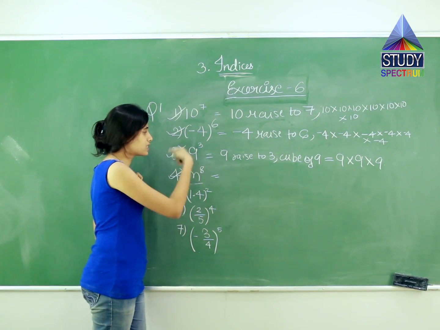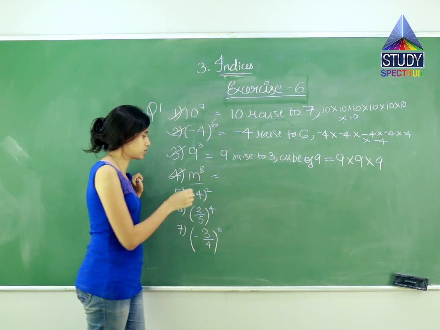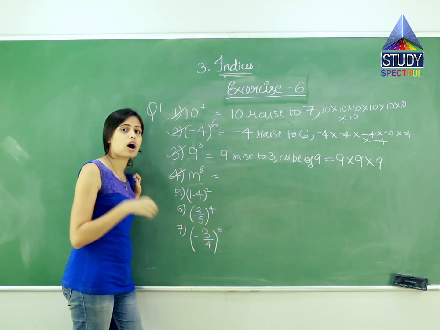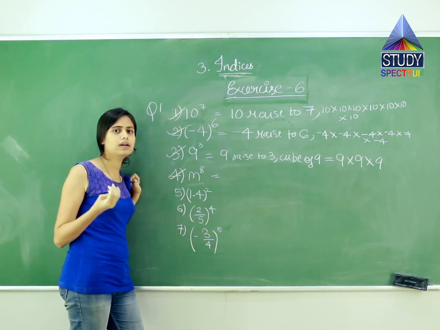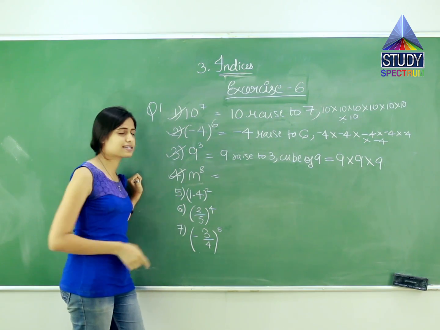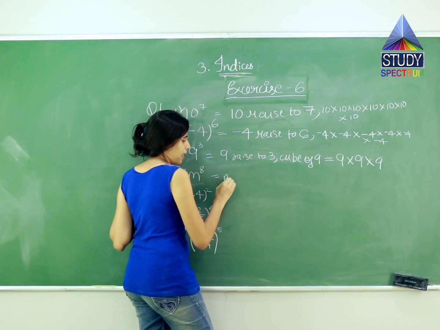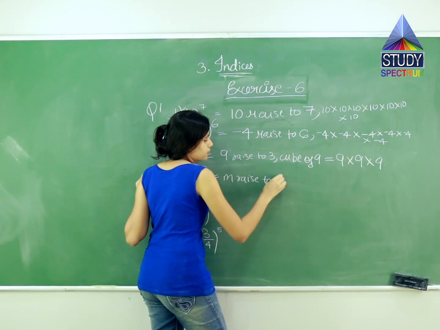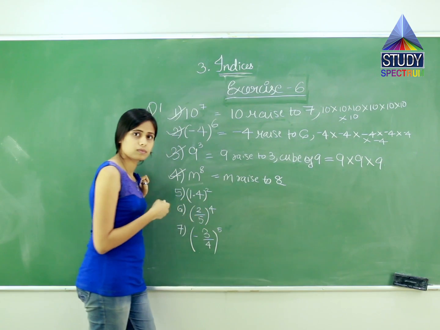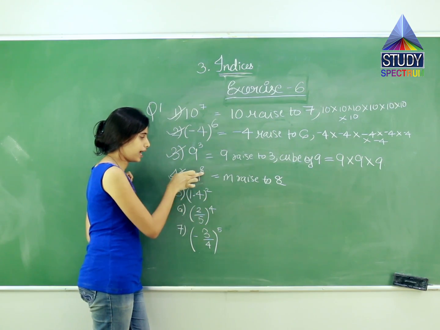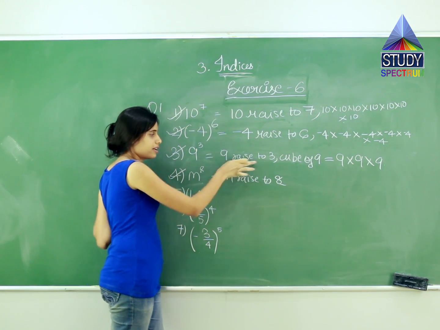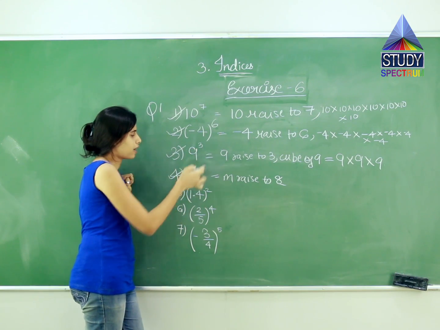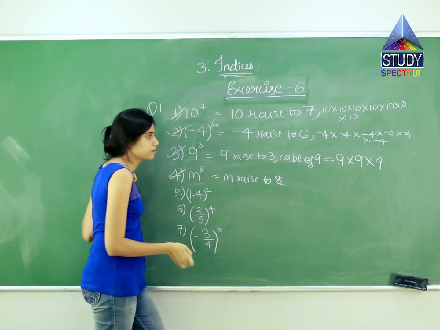So what we have to do is the same which we were doing in the previous questions. This is a base. So how many times this base should be repeated? Index time. And how it is read as? It is read the same. M raised to 8. Like we were writing over here 9 raised to 3, over here same, M raised to 8.